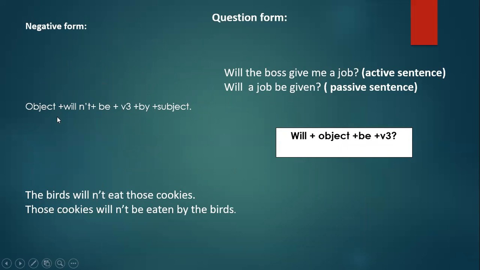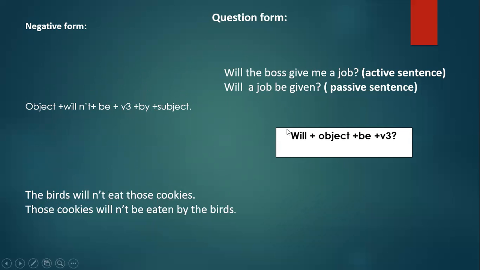The negative form: we put the object, will not or won't, be plus verb 3 and by the subject. Like this one, the birds will not eat those cookies. The birds is the subject, will not eat is the verb, those cookies is the object. We put those cookies at the beginning of a new sentence: those cookies will not be eaten by the birds.